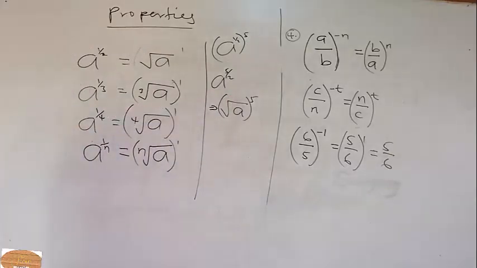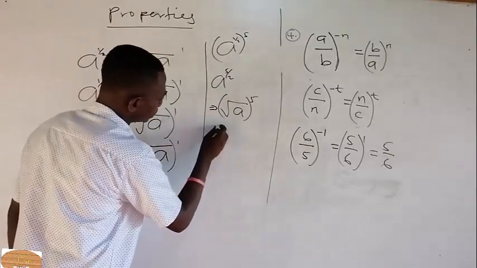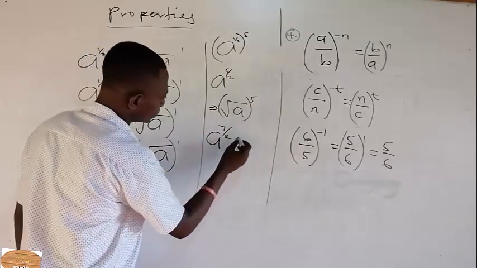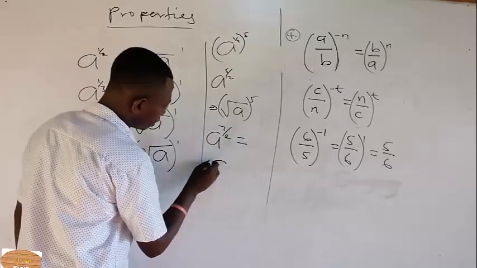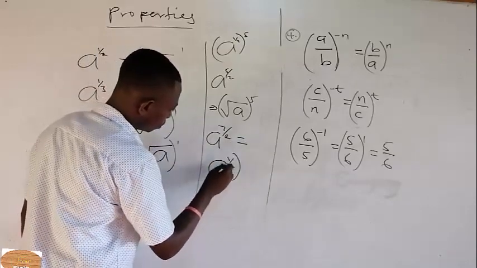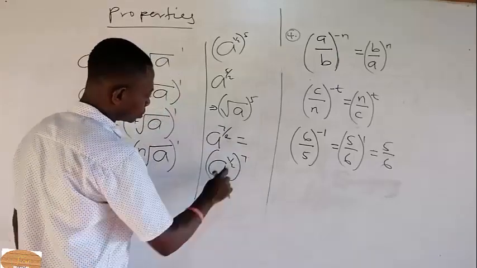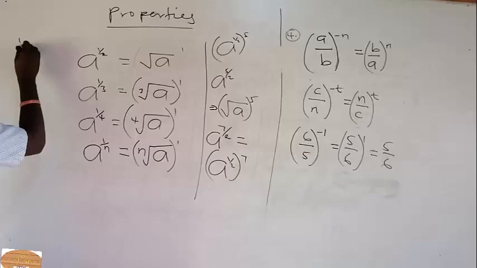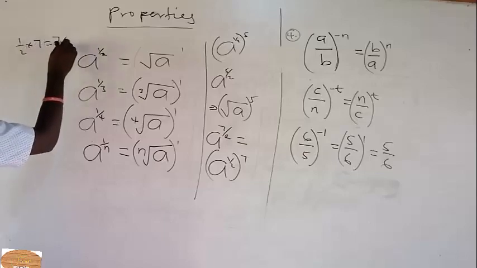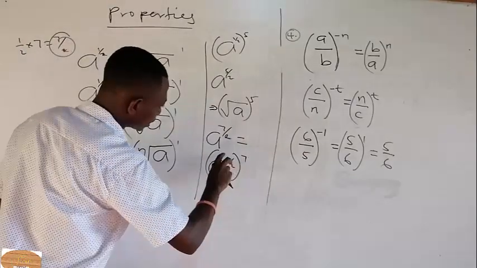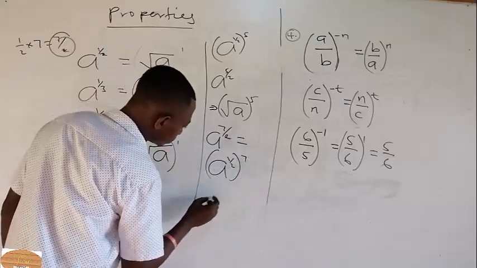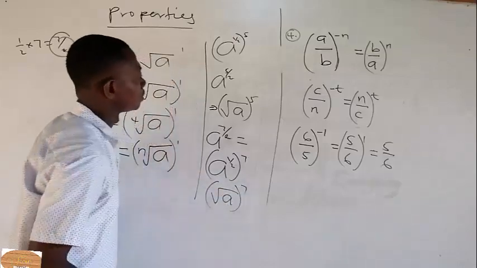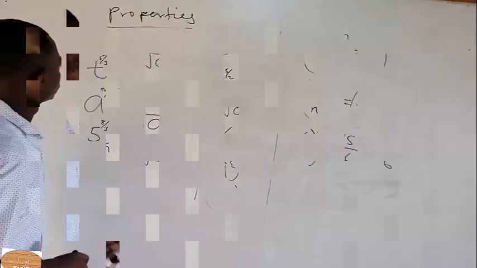Alright, so in case you're using this one, a to the power 7 over 2. Now this one is the same as a to the power half, all to the power 7, because half times 7 is 7 over 2. So this one can be written like this: the square root of a, all to the power 7. So that is the foundation. Alright.